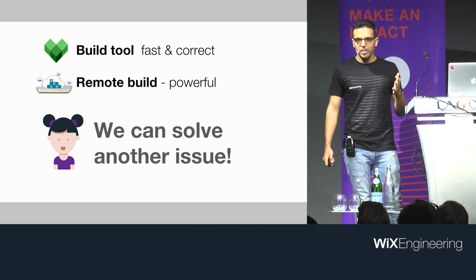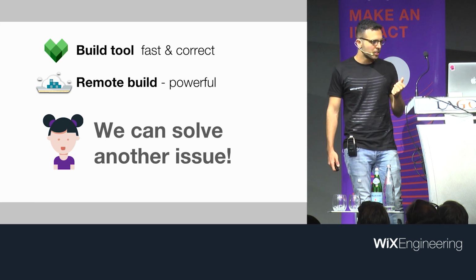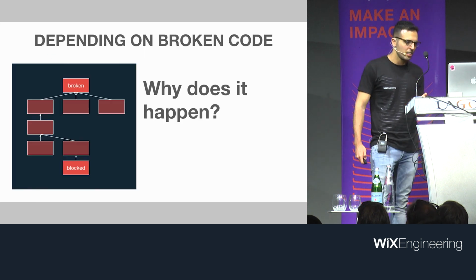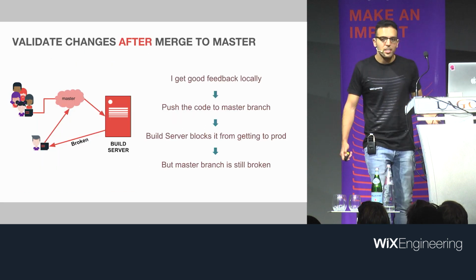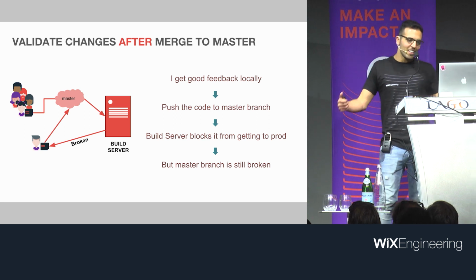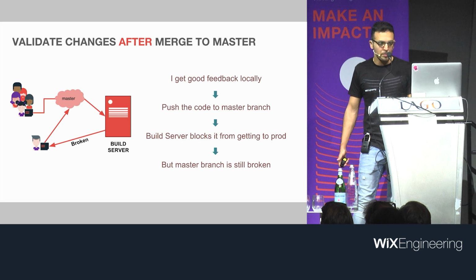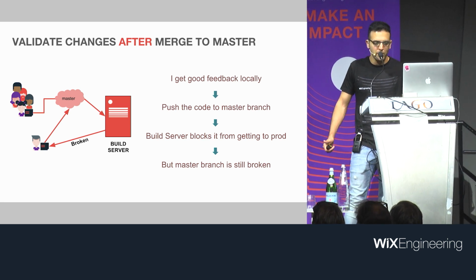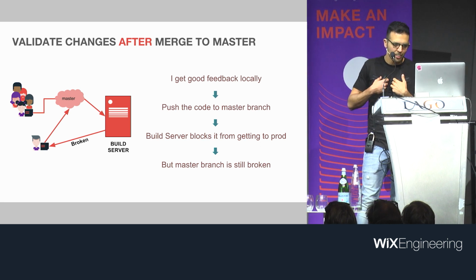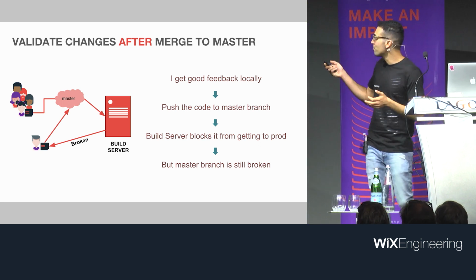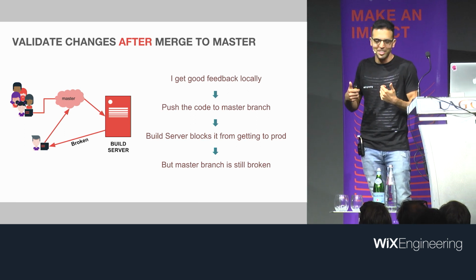So with the power of Bazel as the build tool and the remote services provided by Google, we can actually solve another blocking issue we have here at Wix: depending on a broken piece of code. So why does it happen? Let's say that I get good feedback locally, and I push the code to master. The build server disagrees with me and blocks the build from getting into production. It finds a problem in my code. But at this point, the master branch is already broken, and all the rest of the developers get the master branch.